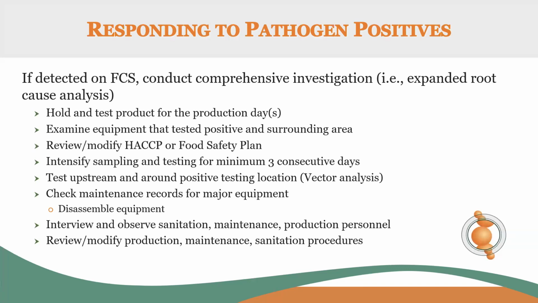We should intensify our sampling and testing for a minimum of 3 consecutive days. We should test upstream and around the positive testing location. So this is also called a vector analysis. We should check maintenance records for any sort of major equipment changes that happened recently. And if needed, we should disassemble the equipment as well. We should interview and observe sanitation, maintenance, and production personnel to really get a full story of what was happening around that positive. And then we should review and modify production, maintenance, and sanitation procedures as needed.